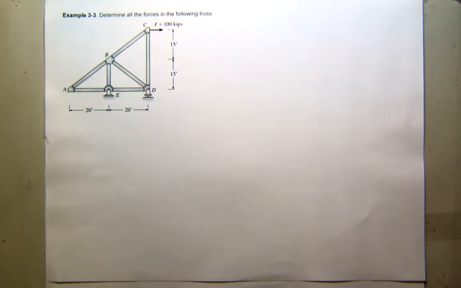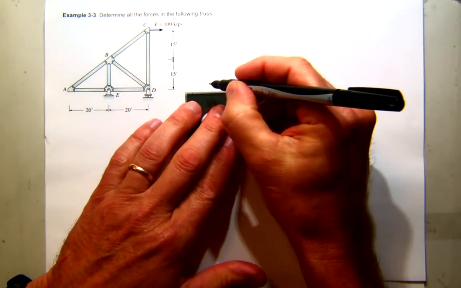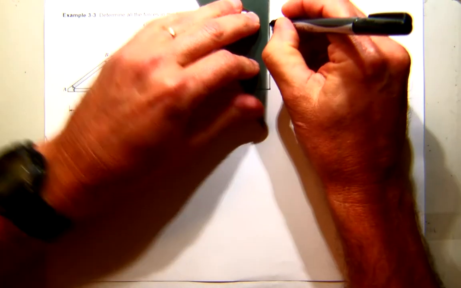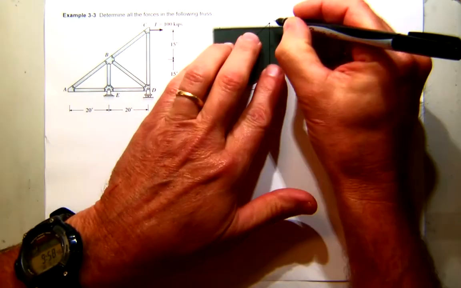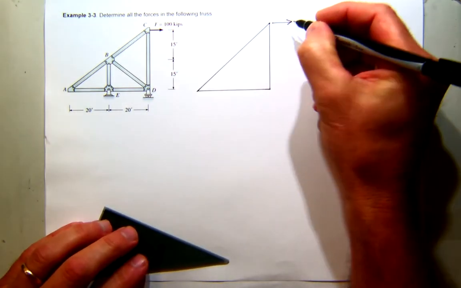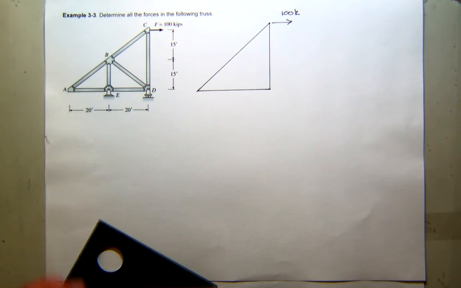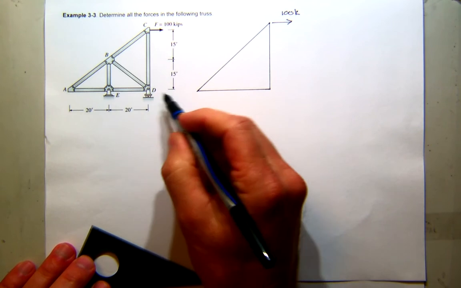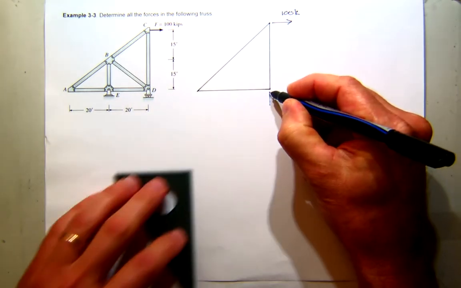So let's do that. I'll come over here and draw a free body diagram that looks something like my truss. There's only one load applied up here at F, and that's 100 kips. And then I'm going to assume reactions at D and E. So what do we have at D? Looks like a roller. So it's free to move in the horizontal direction, but not in the vertical.